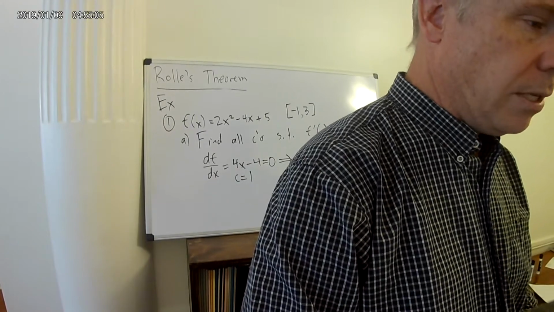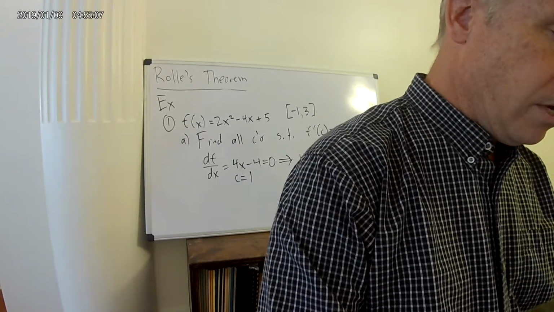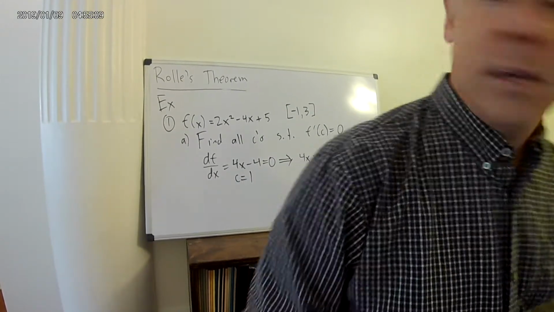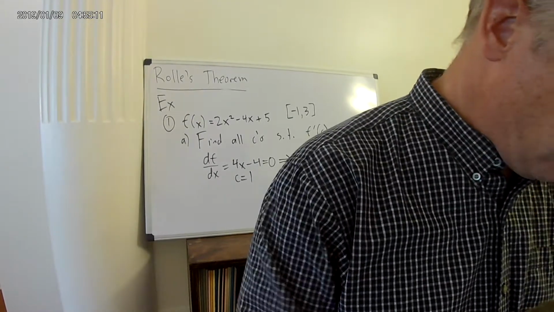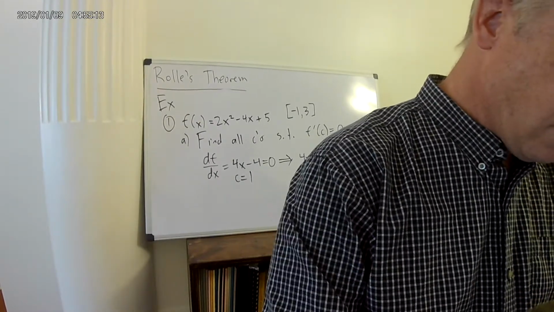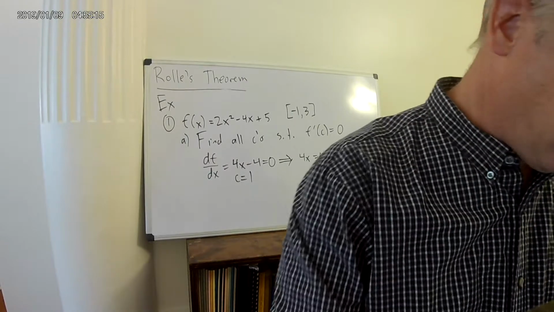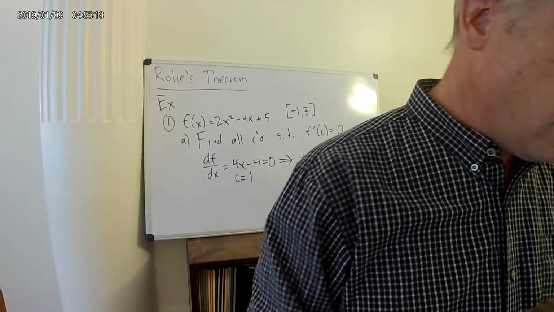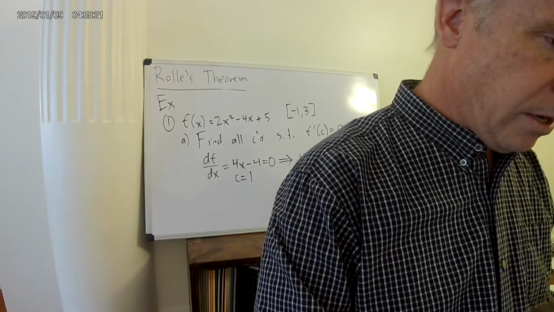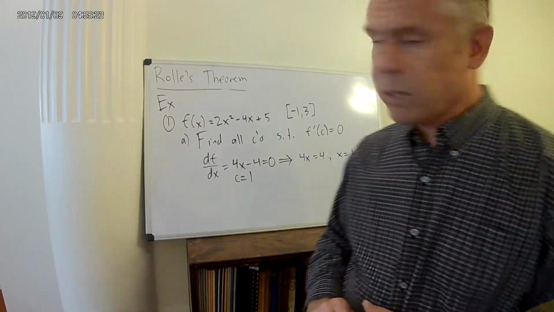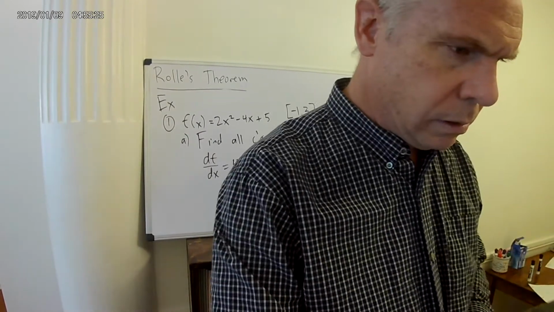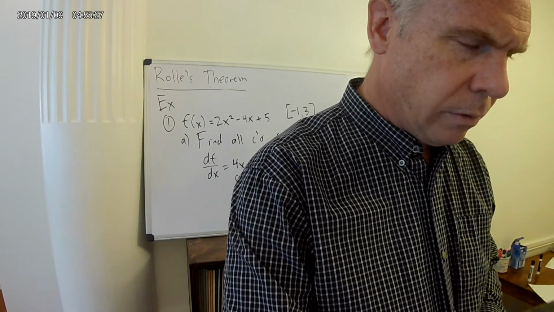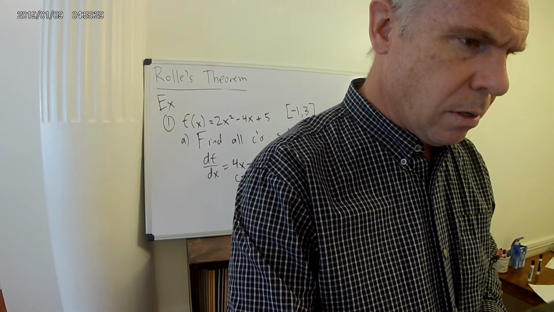Okay, let's go to Desmos here, and I'll show you guys this in a second. I'm going to graph this function, 2x squared minus 4x plus 5. Okay, we'll zoom in here. Now I'm going to show you guys this on the camera.